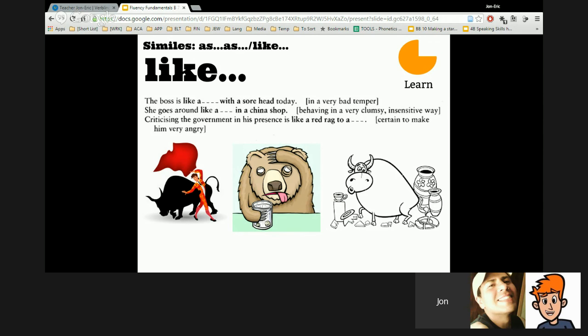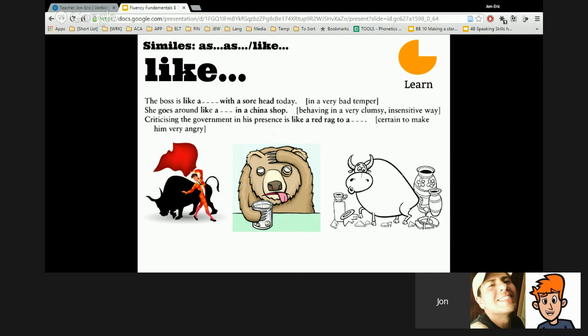The boss is like a bear with a sore head today. Exactly. Sore means painful. Having lots of pain. Maybe the boss was out drinking last night. I don't know. But anyway, bear is the right one. Sore like a bear.